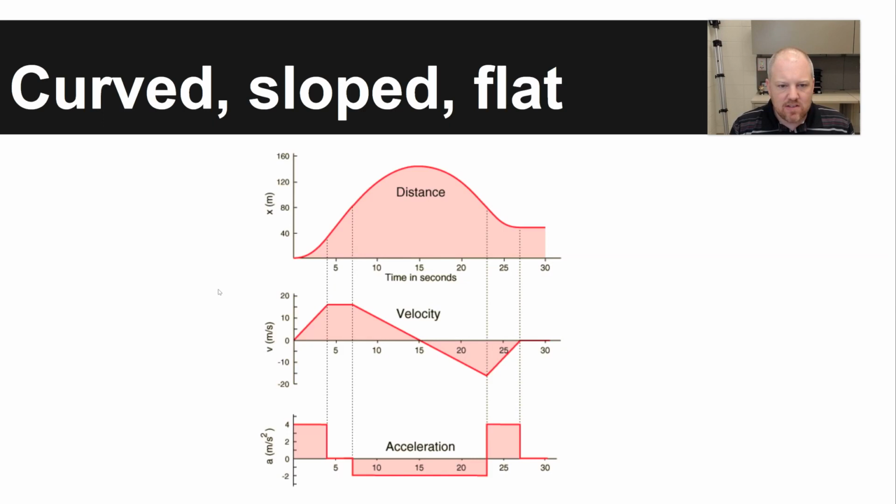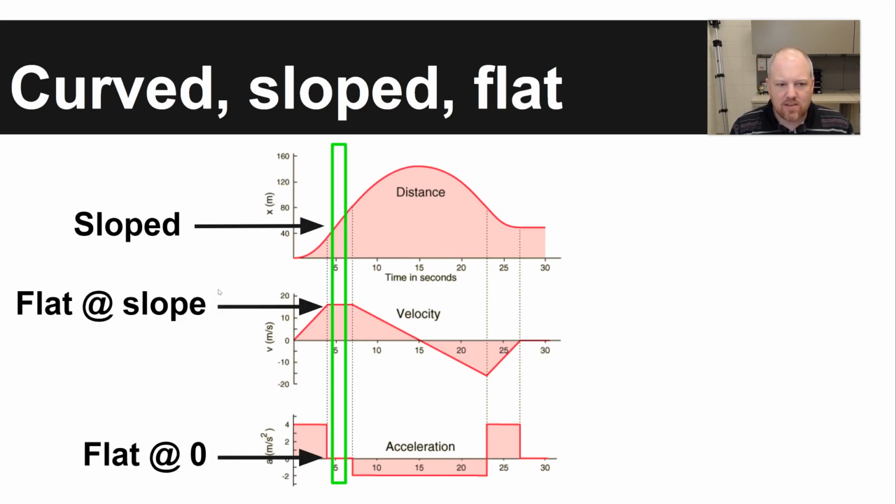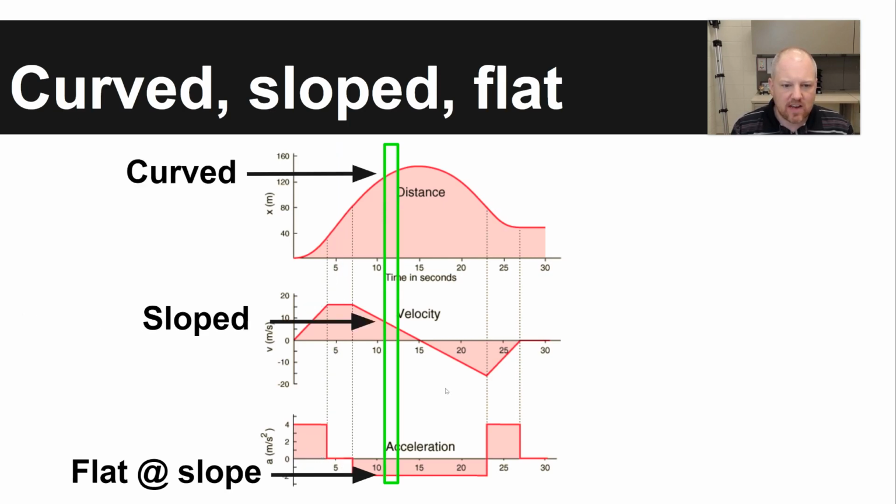Again, just to illustrate this through a couple examples before we get to a practice problem. Position versus time graph on top, you have a slope section. That slope section for your velocity versus time graph becomes flat at that slope. And then that flat section for velocity versus time graph becomes flat at 0. A curved section becomes sloped, becomes flat at that slope.